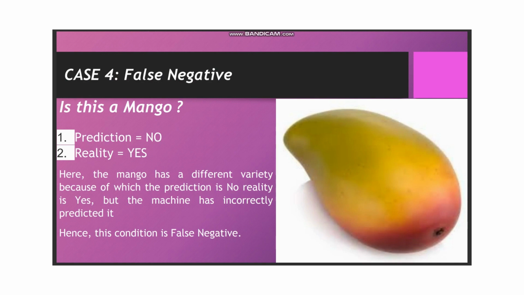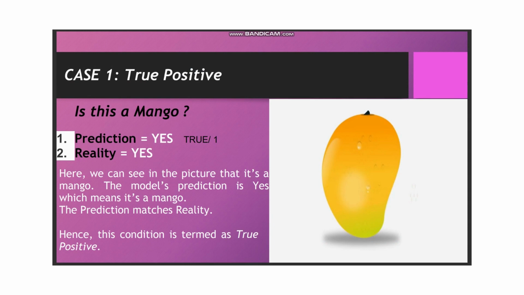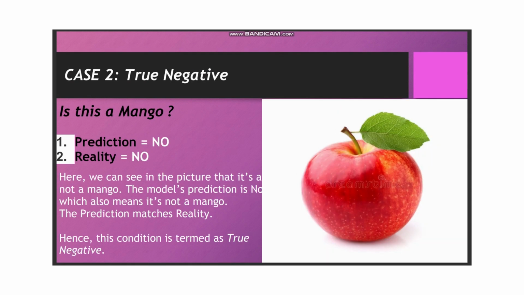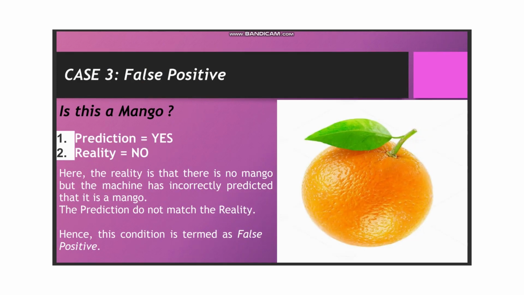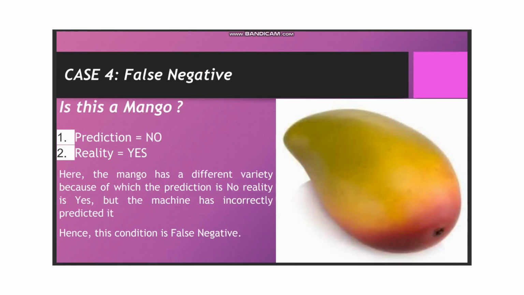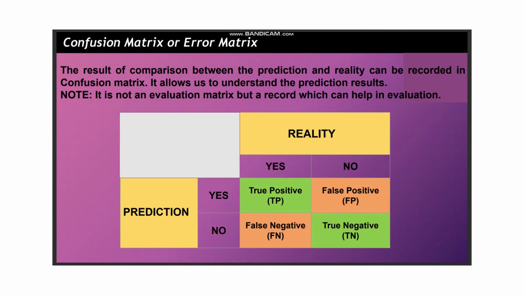So I hope all four cases are clear to you. True positive case, when both prediction and reality are true. True negative case, when both prediction and reality are false. Again, both are the same, but the output is false. False positive case, when prediction is true and reality is false. And false negative case, when prediction is false and reality is true. Now, moving ahead to the next very important topic, the confusion matrix, also known as the error matrix.